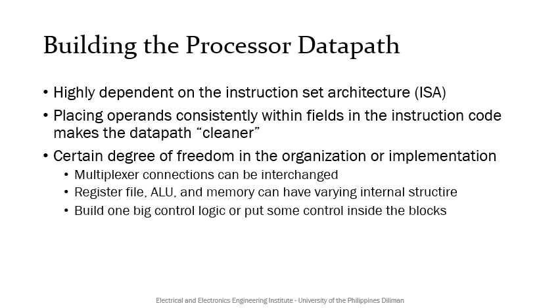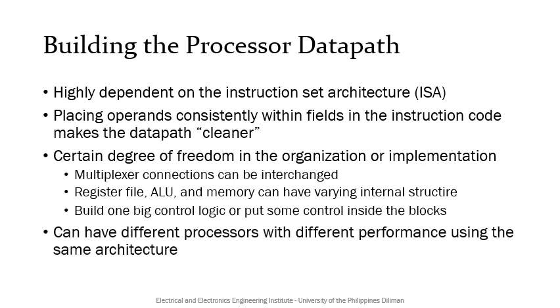It is also shown in our previous example how the control can be constructed from smaller logic blocks. Some of these control blocks may even be built in within the data path blocks themselves. This also simplifies the design of the main control unit. We can also have different processors having different performance using the same architecture. This is because the blocks within them, for example, the reg file, the ALU, or the memory, can have different speeds as well. The implementation technology also affects the speed of the processor.